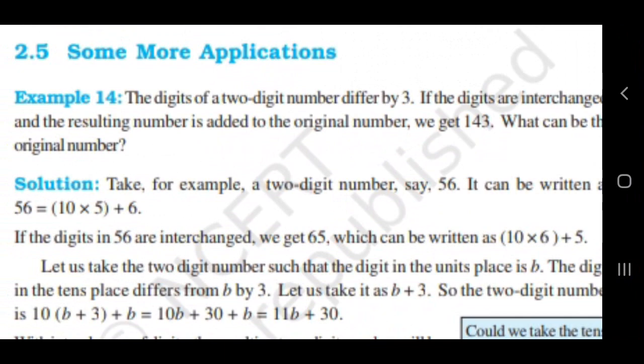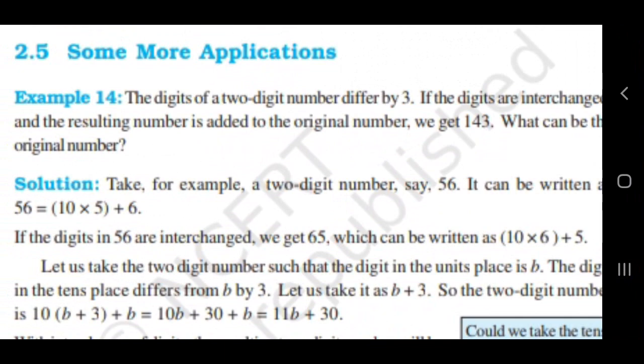First question. The digits of a two-digit number differ by 3. If the digits are interchanged and the resulting number is added to the original number, we get 143. What can be the original number?